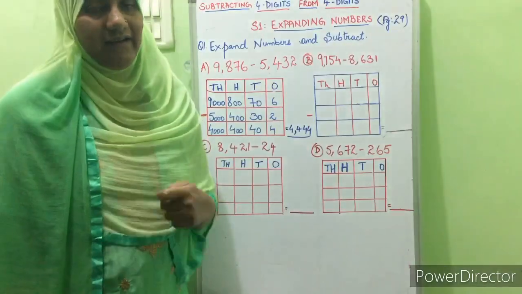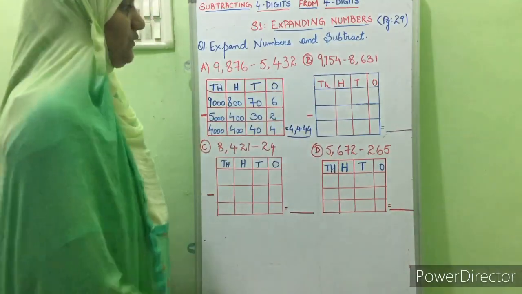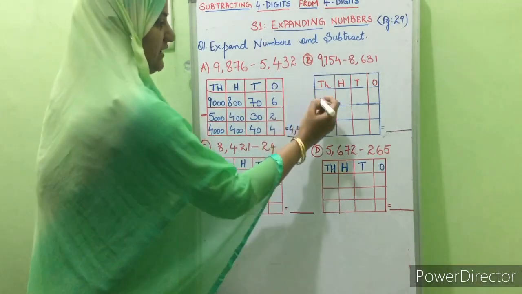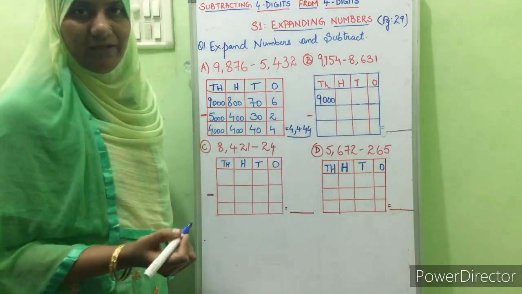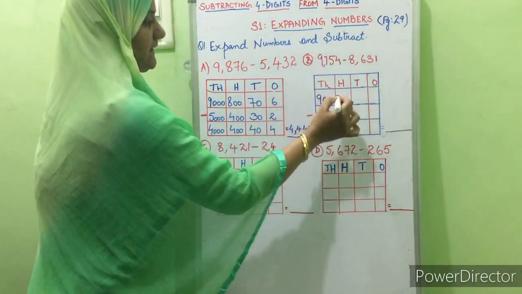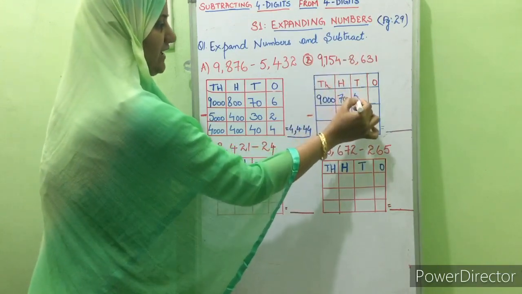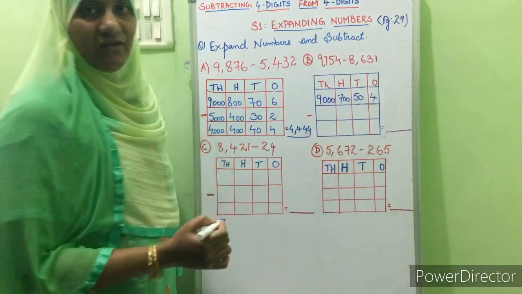So children, let us start solving the second bit. Okay children. So how many blocks of 1,000? 9 blocks of 1,000. We'll write it as 9,000. How many blocks of 100? 700. How many tens? 5 tens. And 4 ones. Okay children.